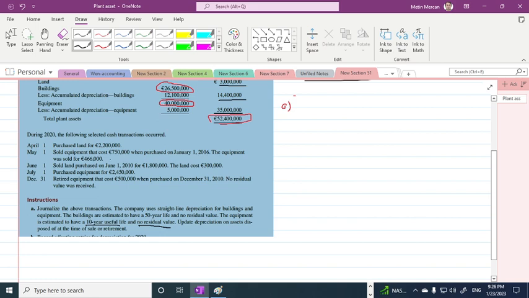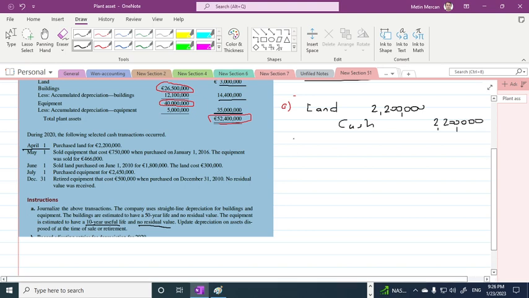Now let's do these transactions. So we record transaction 1, the company purchased land. So land will be increased. This is our asset. $2,200,000. It is purchased, most probably the company paid with cash or other forms. Maybe some liability.